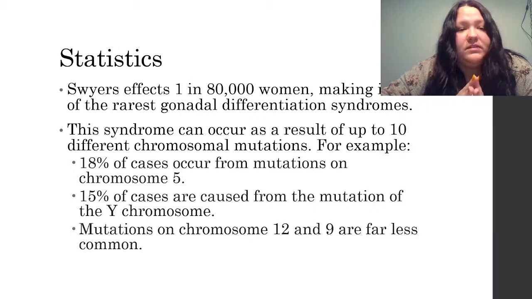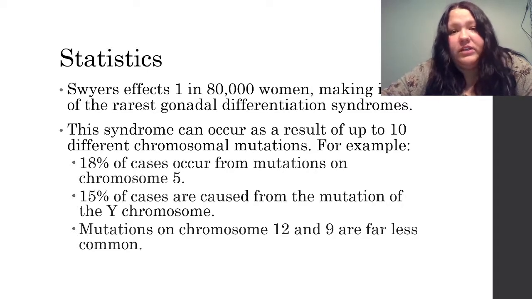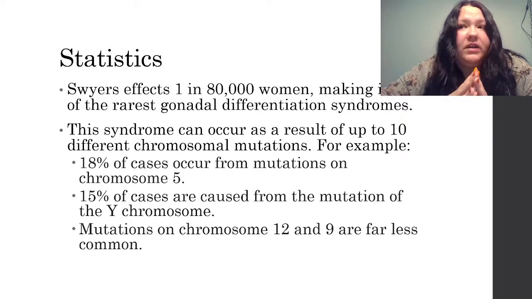Statistics: Swyer syndrome affects 1 in 80,000 women, making it one of the rarest gonadal differentiation syndromes. This syndrome can occur as a result of up to 10 different chromosomal mutations. I listed a couple examples. The one that we're going over is the mutation on the Y chromosome with the SRY gene, and that is approximately 15% of the cases. 18% of the cases occur from mutations on chromosome 5. Mutations on chromosomes 12 and 9 have been recorded, but they're far less common.